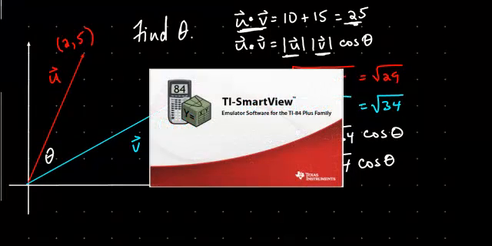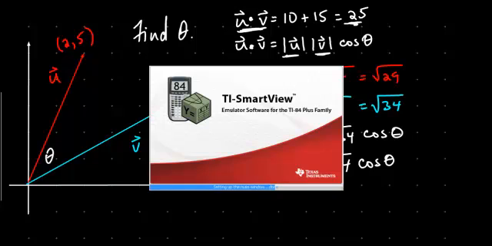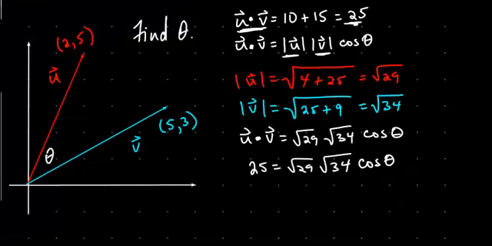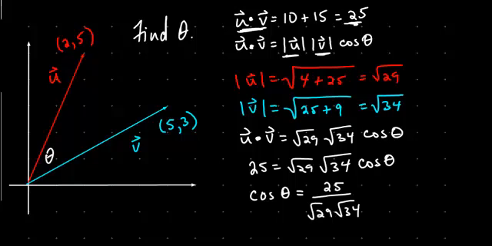I'll get my calculator going here because I'm going to have to use the inverse cosine to solve for theta. So cosine theta equals 25 over the square root of 29 times the square root of 34. Let me remind myself, the square root of ab equals the square root of a times the square root of b. So I can rewrite that: cosine of theta equals 25 over the square root of 29 times 34. What is 29 times 34?